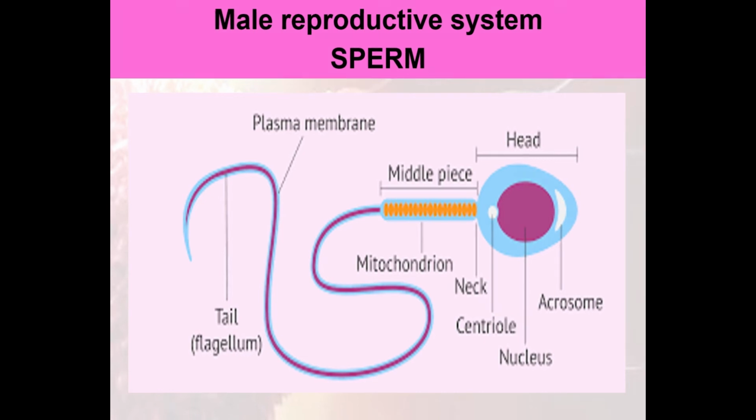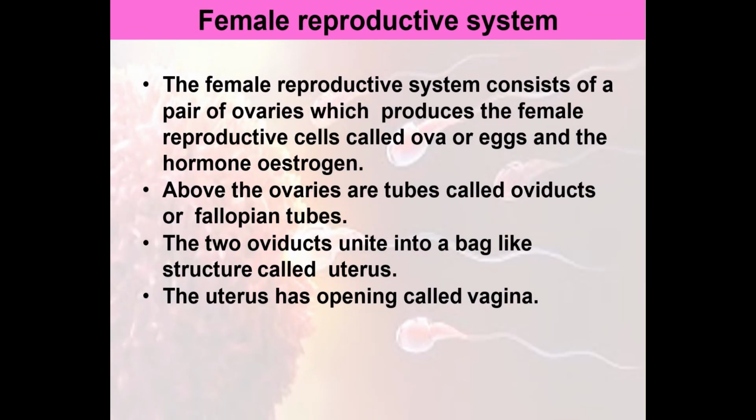The structure of the female reproductive system. The female reproductive system consists of a pair of ovaries, the main gonads. Ovaries produce the female reproductive cells called ova, or eggs, and simultaneously they also produce the hormone estrogen.